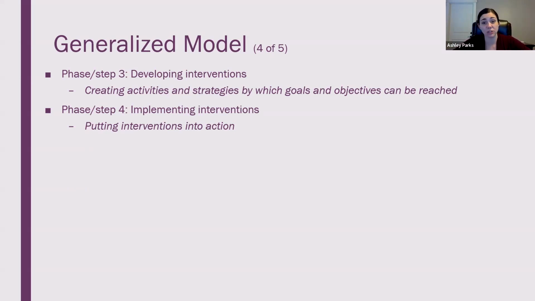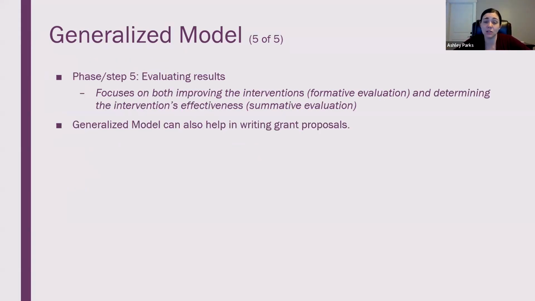We develop what we're actually going to do to meet those objectives and goals, and we implement it. And then we leave a portion of time at the end of every program, every grant cycle, to really evaluate how it worked. And this is really a useful general framework that we use when we're writing grants for funding for public health programming, is understanding what we did and then evaluating that work.